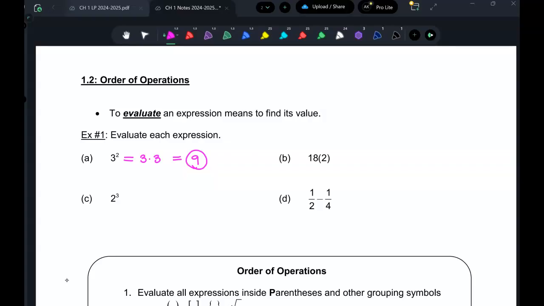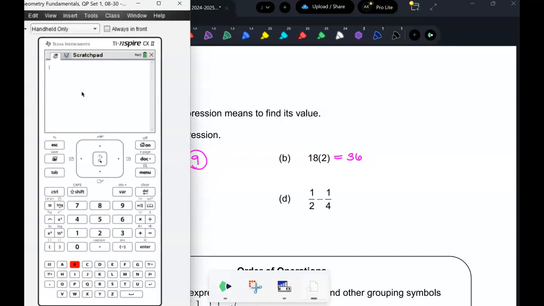Is that 18 times 2? This one is 18 times 2. 36. It is 36. Now, real quickly, on your calculator. Wait, how is that 36? Okay, so there's an 18 with a parentheses.